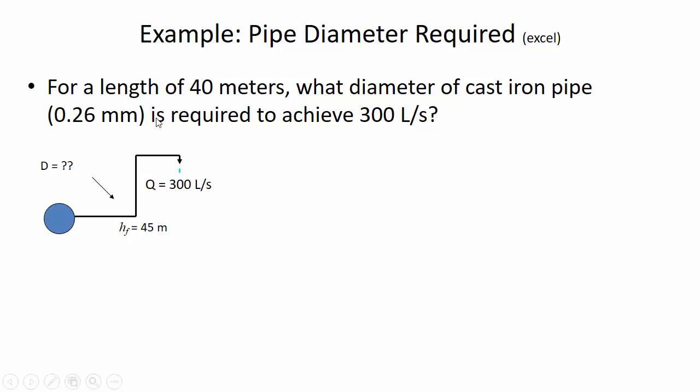But what we don't yet know is the diameter that's required to achieve it. Can it be a really small diameter pipe? Does it need to be a big diameter pipe? It's going to be made out of cast iron, but how large of a pipe is required?